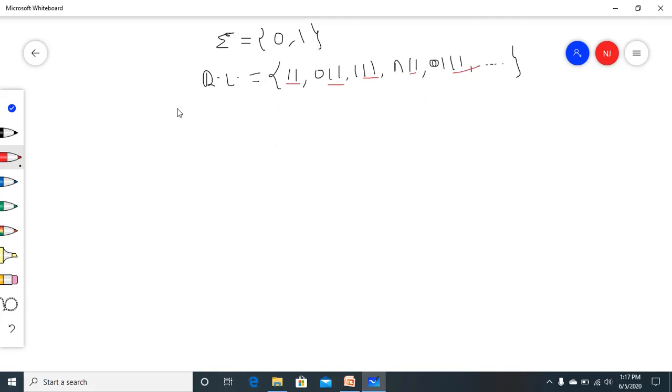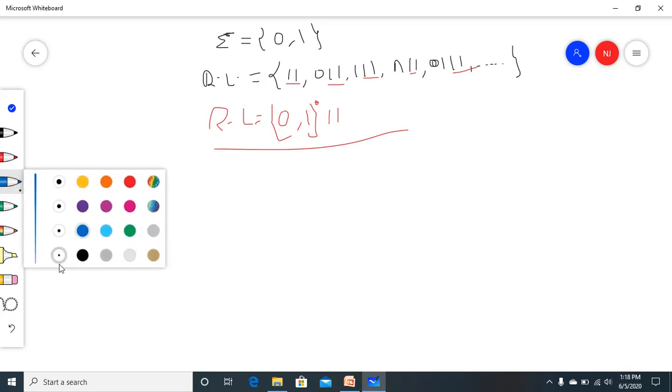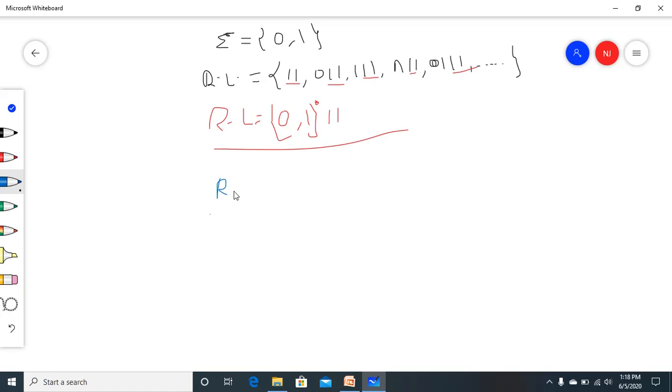So how we simplify it: each and every string ends with 11. Starting is either 0, or 1, or a combination of zeros and 1s strings. So this is our regular language, after simplification. So what about the regular expression? For the regular expression, simply we have to replace the curly brackets by round parentheses, 0 as it is, this comma we replace by plus, 1 as it is, star, and the 11 as it is. So it is our regular expression.